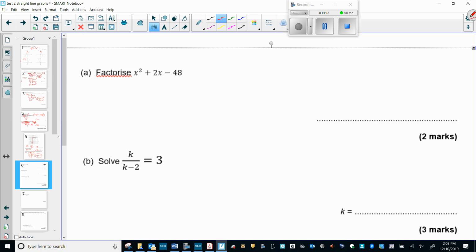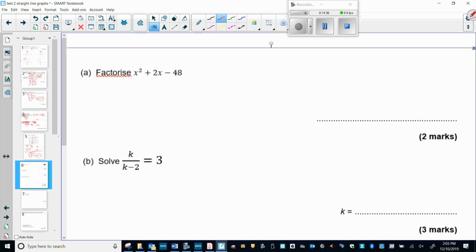Back to some review stuff: factorising. I actually was quite pleased with the reviewing, to be fair. How do we factorise this? What does it look like? Okay, let's see if we can remember. What kind of expression is this?